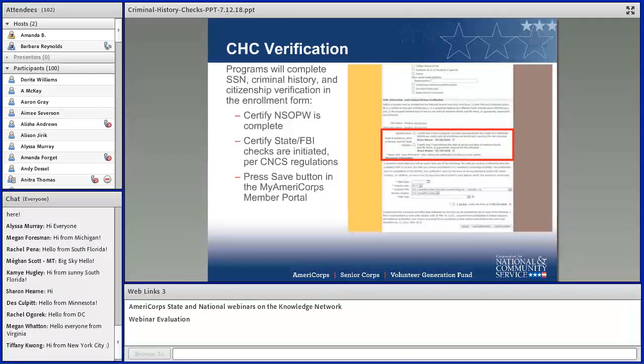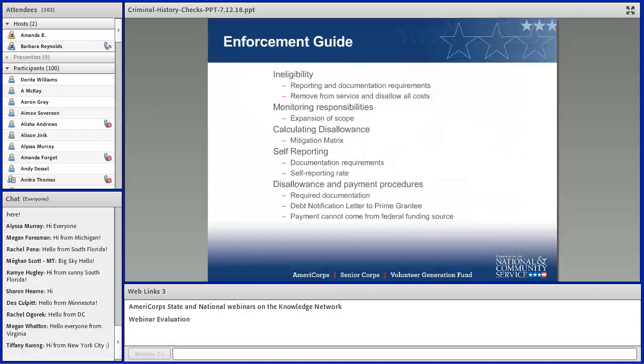All right, let's talk really quickly about CHC verification. I know this is new for you. If you have questions on it, I will have Jim Stone here in the room so he can help answer. I may not be able to answer it, but you guys know this drill now. Basically, you have to complete social security number, criminal history check, and citizen verification in the enrollment form. You have to certify NSOPW is complete, and you certify your state and FBI checks are initiated. And then you press save to go on. So hopefully with this new verification and enrollment page now, State and National is going to be totally compliant with criminal history checks, because you guys have done everything, which is great. So hopefully that will be the case.